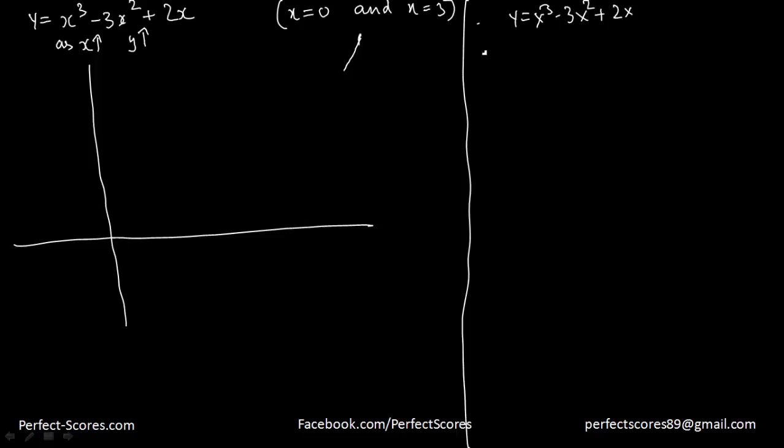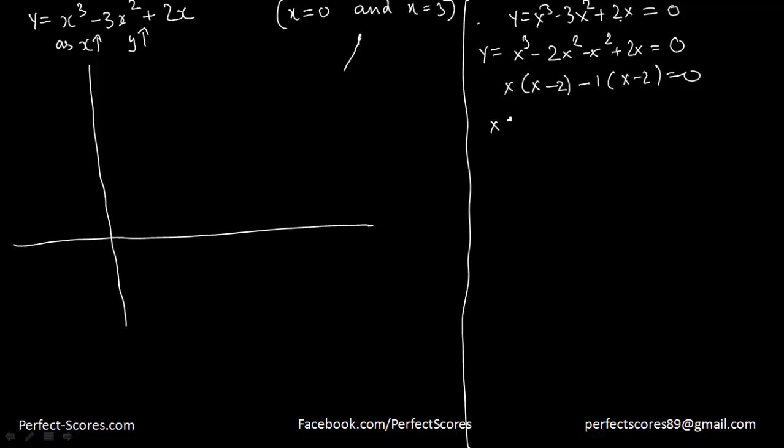Now if I just factorize this, remember this is not a factorizing class, so I'll just factorize this. I'll put this equal to 0 because I want to find the intercepts. So if I factorize this, it's 2 times 1 is 2, so it's x cube minus 2x square minus x square plus 2x is 0. Then you have x into x minus 2 minus 1 into x minus 2 is 0. So I have x into x minus 2 into x minus 1 is 0.